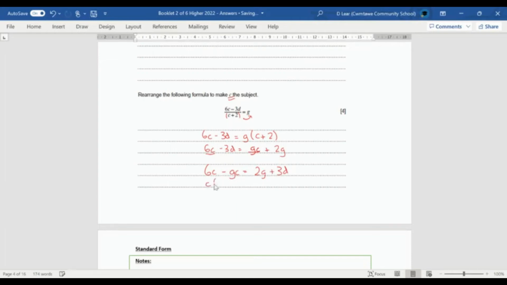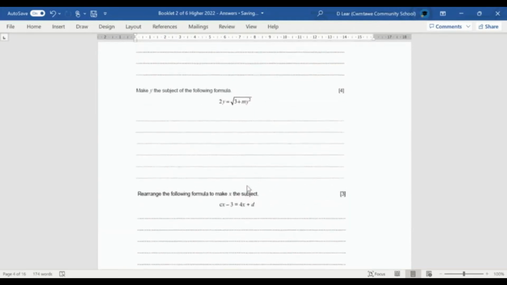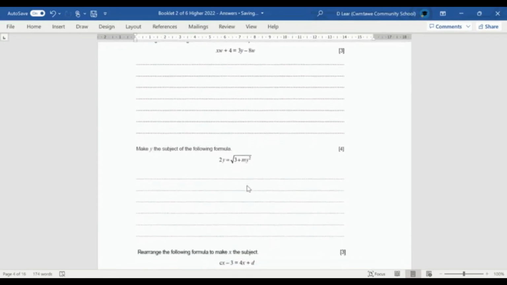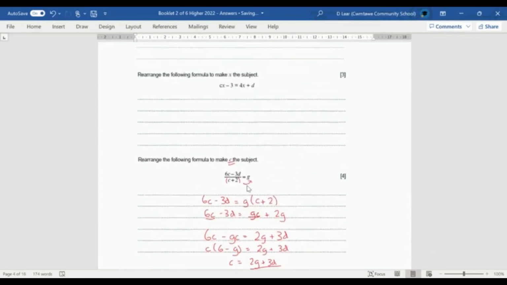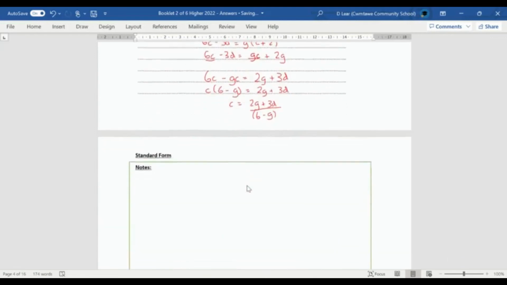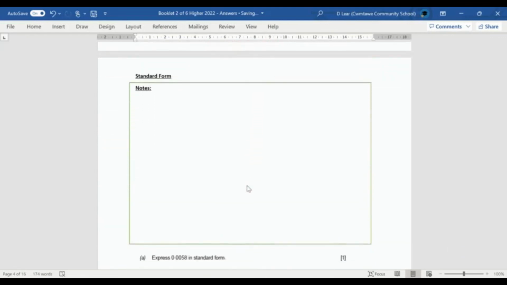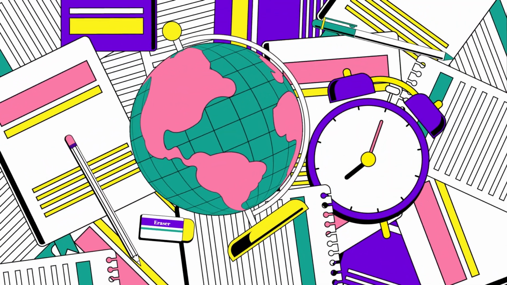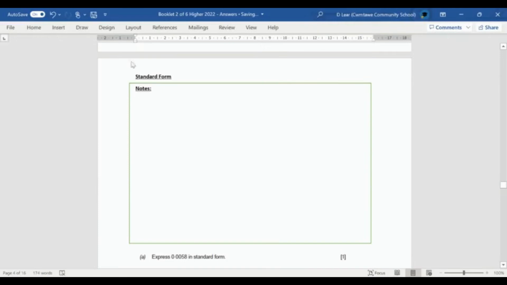Factorize: take the c outside the brackets, you're left with 6 minus g inside. This side is not changing. And then divide by the bracket. And that's that. I don't even have to square root this, because there are no squares in this. So this is a lot easier. And in fact, the ones above, other than that nasty one with the square root, you don't even have to remove fractions. You literally have to collect subject terms on the left, everything else on the right, factorize, boom, done. Ladies and gentlemen, we are on to standard form.